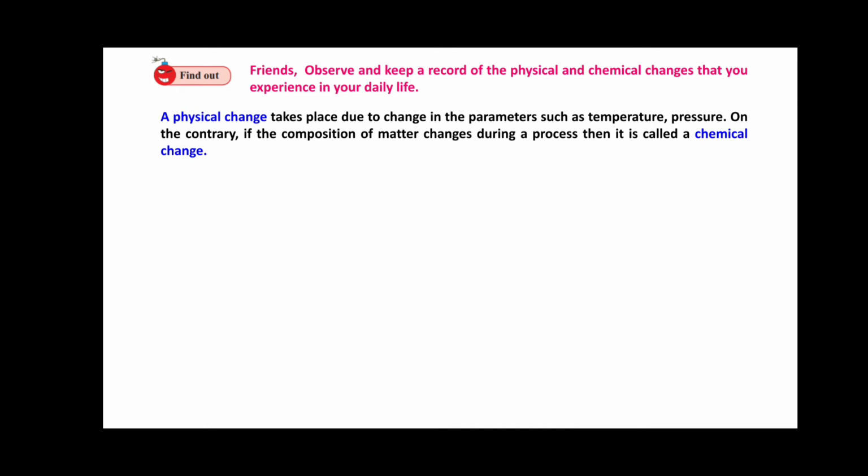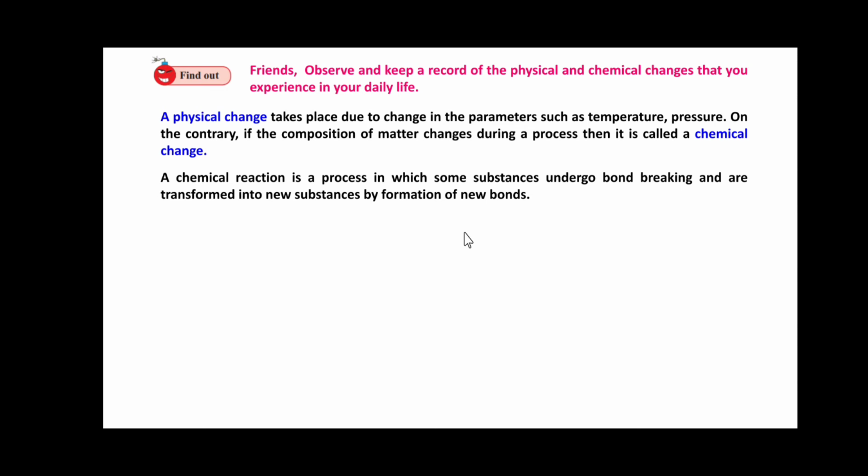On the contrary, if the composition of matter changes during a process, then it is called a chemical change. When we call a particular process or phenomenon a chemical change, some chemical reactions are taking place in the concerned matter. So, you can say that a chemical reaction is a process in which some substances undergo bond breaking and are transformed into new substances by forming new bonds. The substances taking part in chemical reactions are called reactants, whereas the substances formed as a result of the chemical reaction by formation of new bonds are called products.